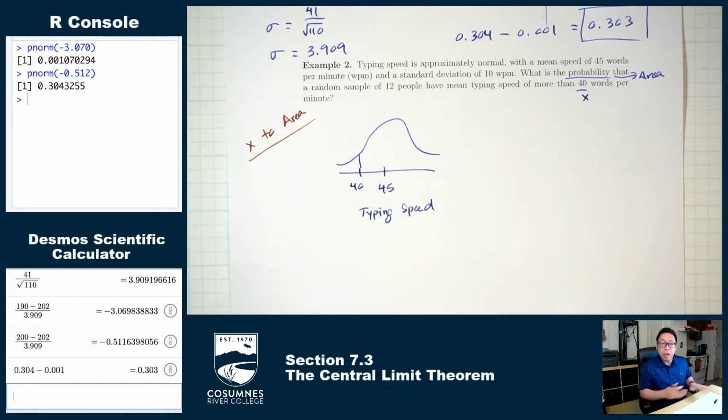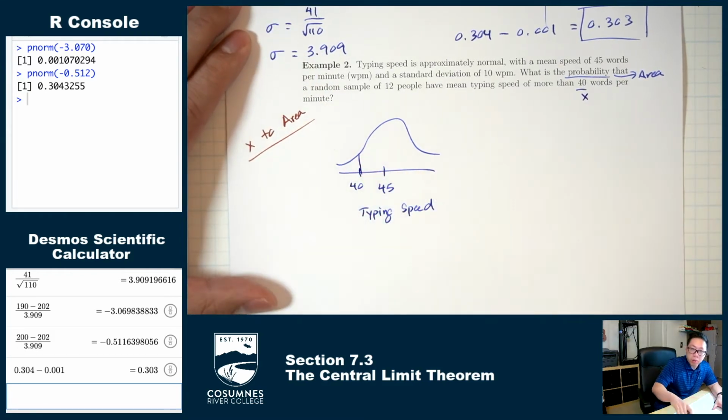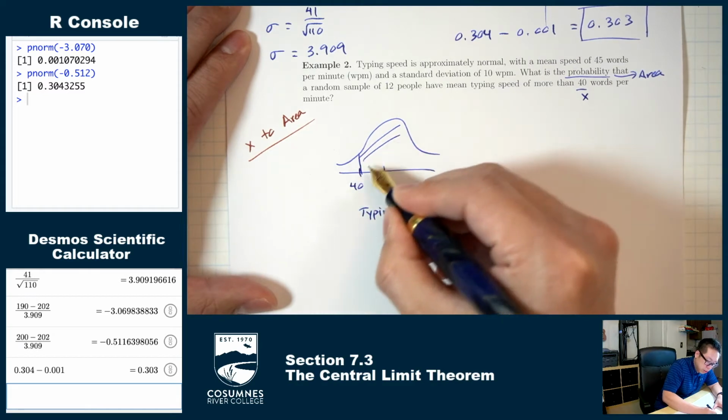Question is, is it shaded left or shaded to the right? It says more than 40, right? More than 40 would be on the right side. So this is shaded to the right.